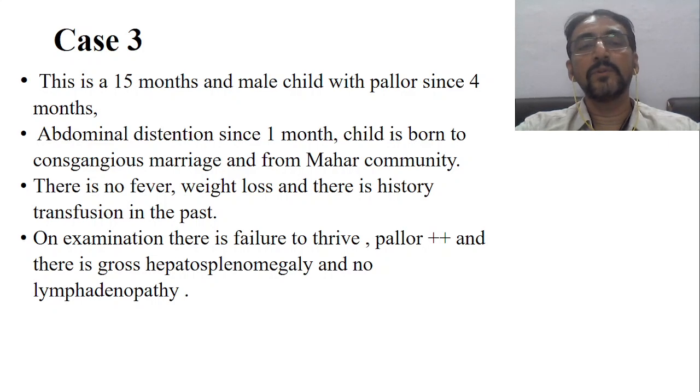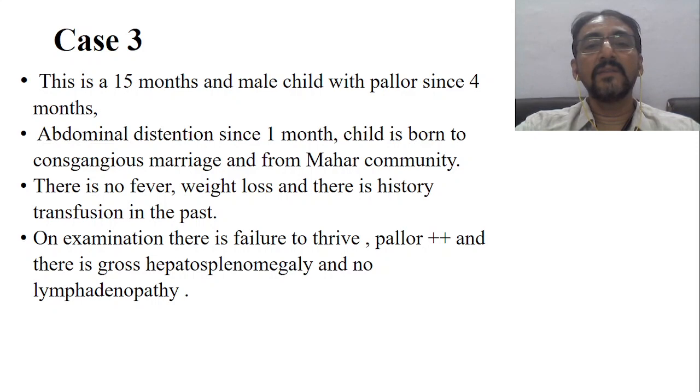One is the 15-month-old baby. That means whatever the problem is, it has started very early. A 15-month-old baby presently having massive hepatosplenomegaly, so definitely this would have started in the very beginning itself. That's point number 1, the age factor.